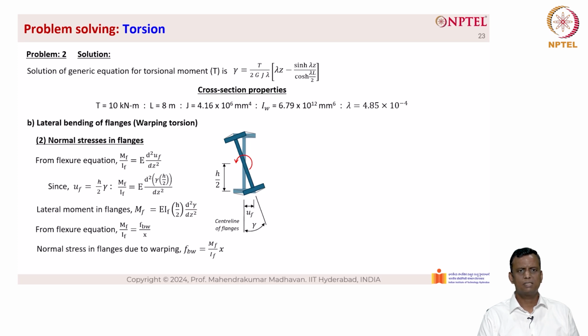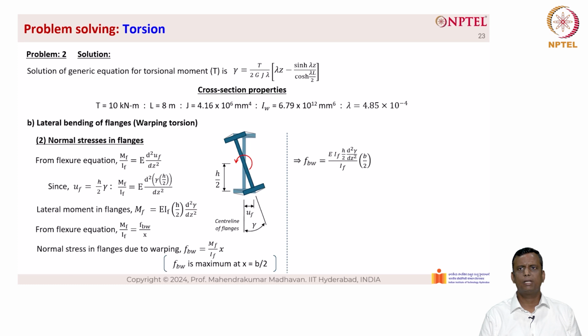The normal stress in the flange due to warping is given as fbw equal to Mf divided by If into x. So fbw is maximum at x equal to b by 2, which is at the edges of the flanges. So fbw equals EIf into h by 2 into d²γ by dz² into b by 2 divided by If. Here E into If into h by 2 into d²γ by dz² is the value of Mf, and b by 2 is the value of x, which is the maximum at the edges of the flanges. So this can be further simplified as E into bh by 4 into d²γ by dz².